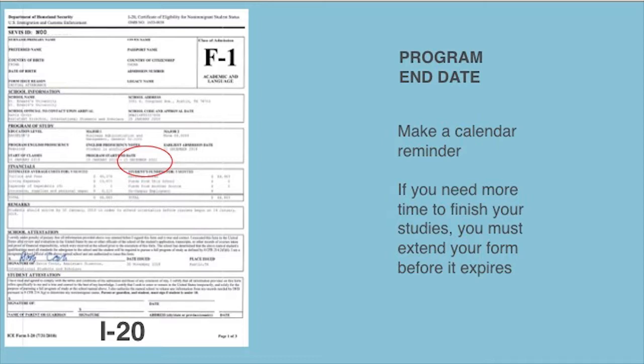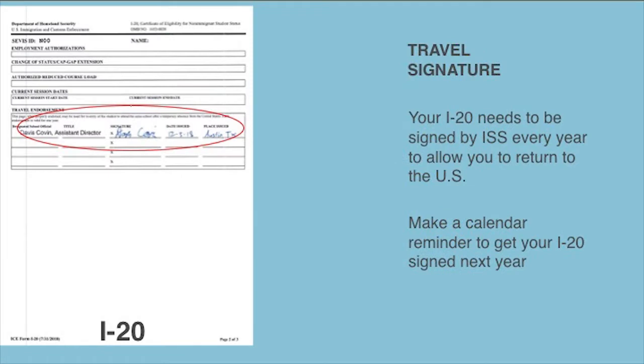On page 2 of the I-20, you'll see a section called Travel Endorsement. If you will be traveling internationally, the officers at the airport will expect this section to be signed by the International Student Services staff each year. If your I-20 is not properly signed each year, you will likely have problems returning to the U.S. Please mark your calendar and set a reminder to bring your I-20 to the office to be signed.